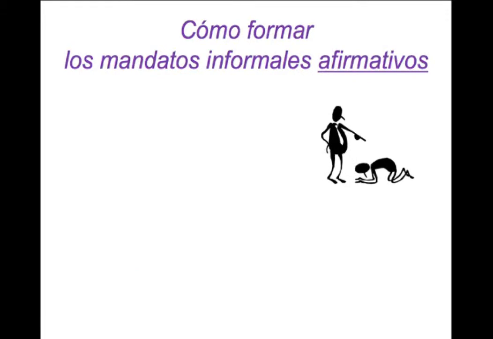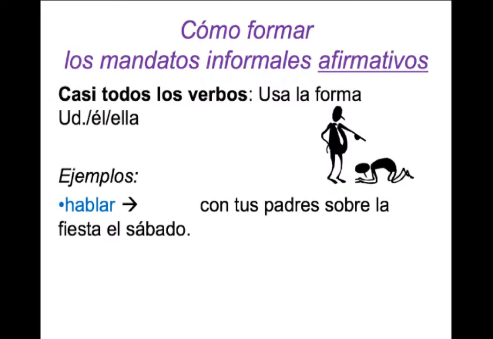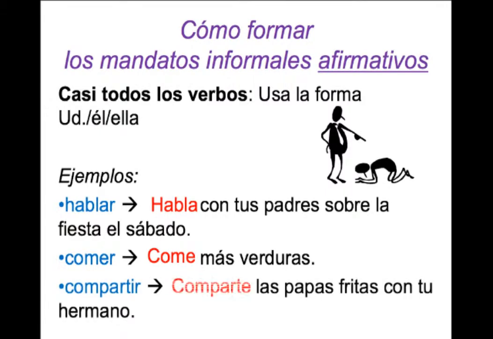So let's begin with how to form los mandatos afirmativos, the do this, do that type commands. It's pretty easy. Casi todos los verbos, almost with all verbs, you just use the form usted, él, ella. So, for example, hablar becomes habla con tus padres sobre la fiesta el sábado. Speak with your parents about the party on Saturday. Come más verduras. Eat more vegetables. Comparte las papas fritas con tu hermano. Share the French fries with your brother. Pretty simple, right?